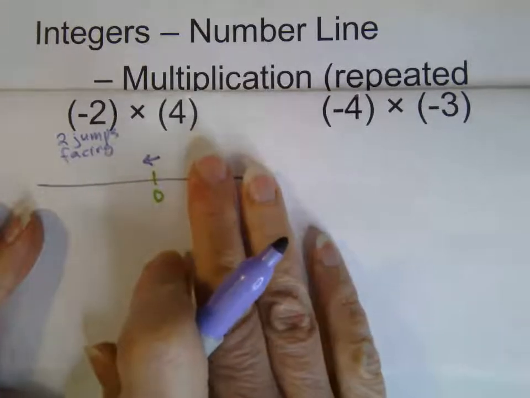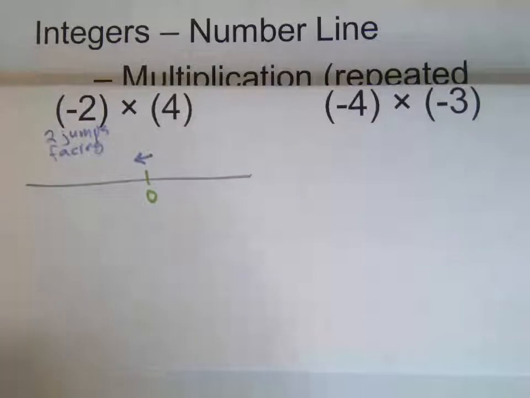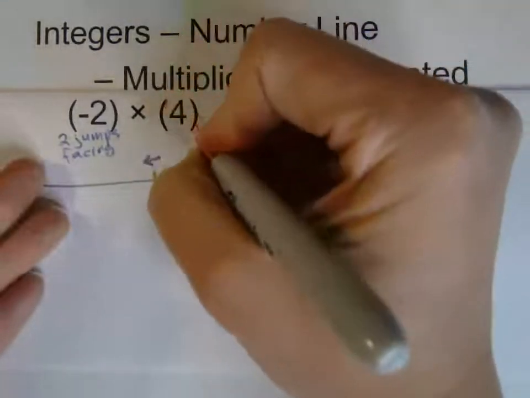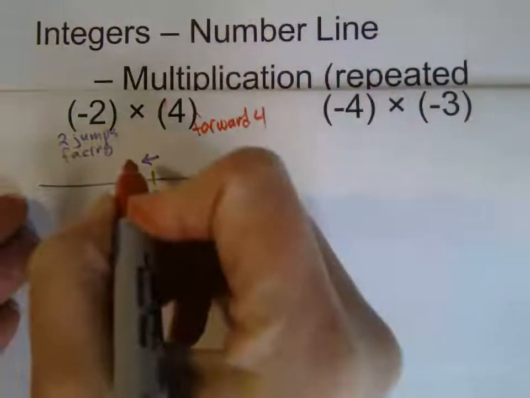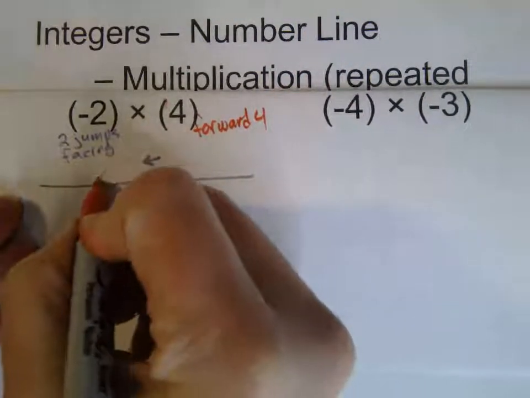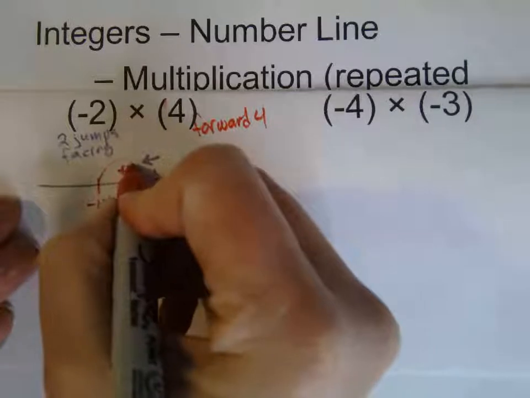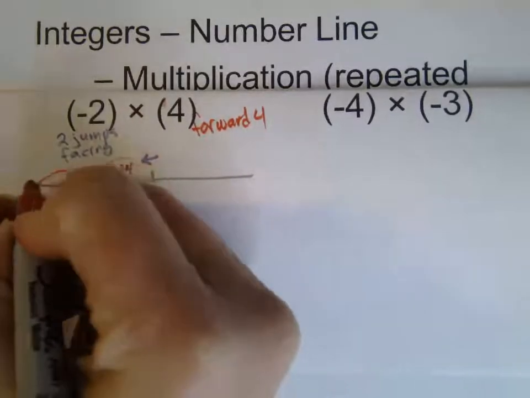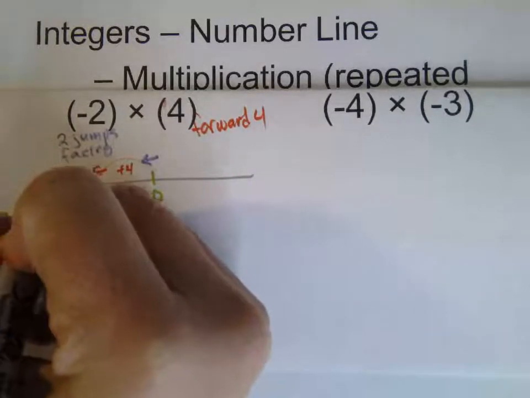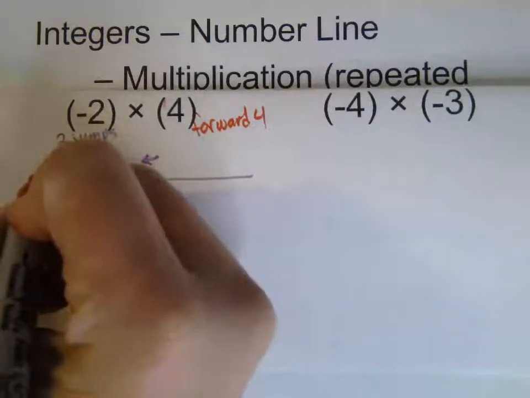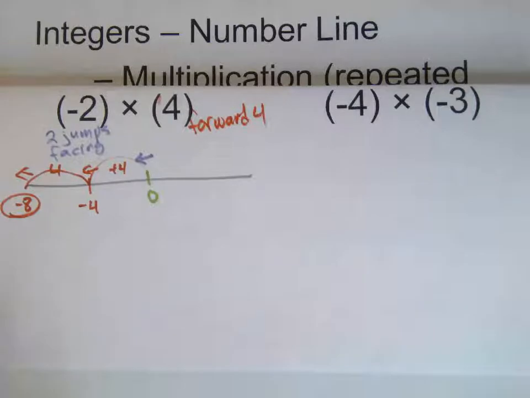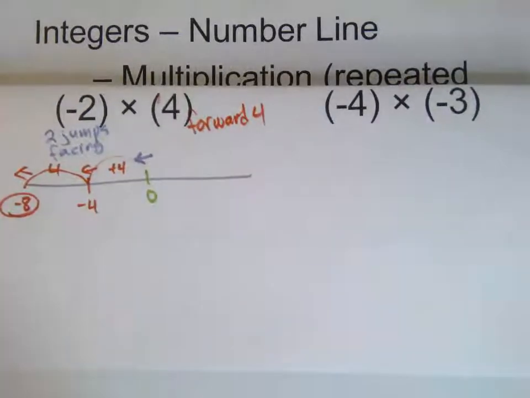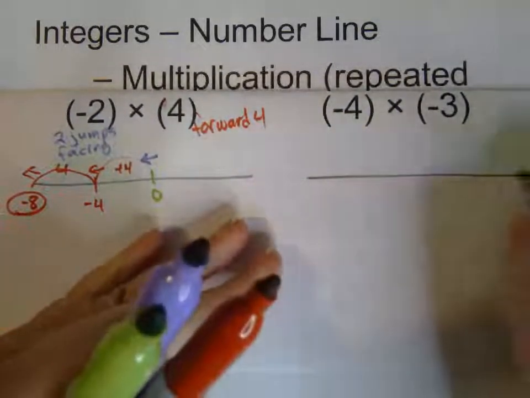We're going to do 2 jumps of forward 4 because that's positive. We're going to go forward 4 on each of our jumps. So we'll jump 4, we'll be at negative 4 because we're still facing that way, and another jump forward, we'll end up at negative 8. We'll jump 4, still facing that way. Okay, this is working.